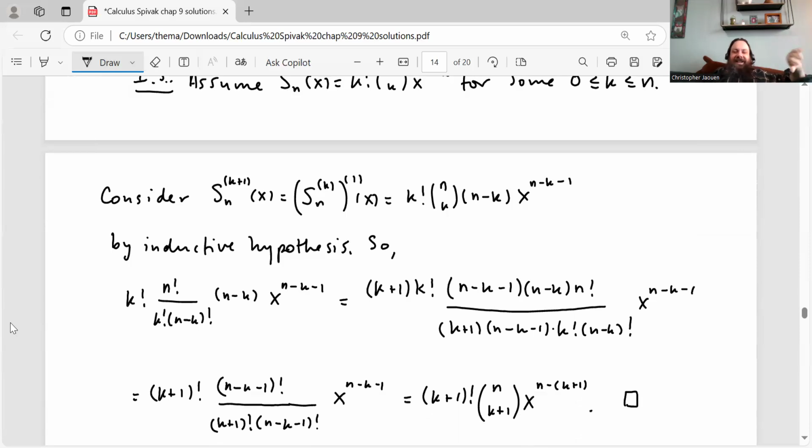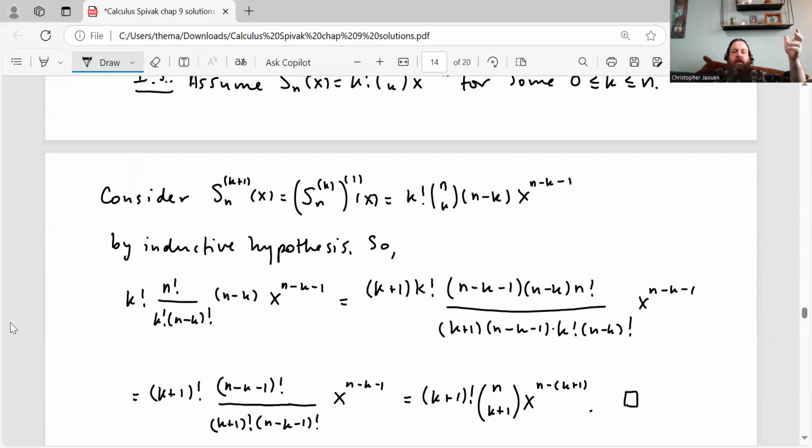The derivative of that evaluated at x, by the inductive hypothesis, is k factorial, n choose k times x to the n minus k minus 1, and then times n minus k by the power rule, right? By inductive hypothesis, so k factorial, n factorial over k factorial, n minus k factorial, times n minus k times x to the n minus k minus 1.